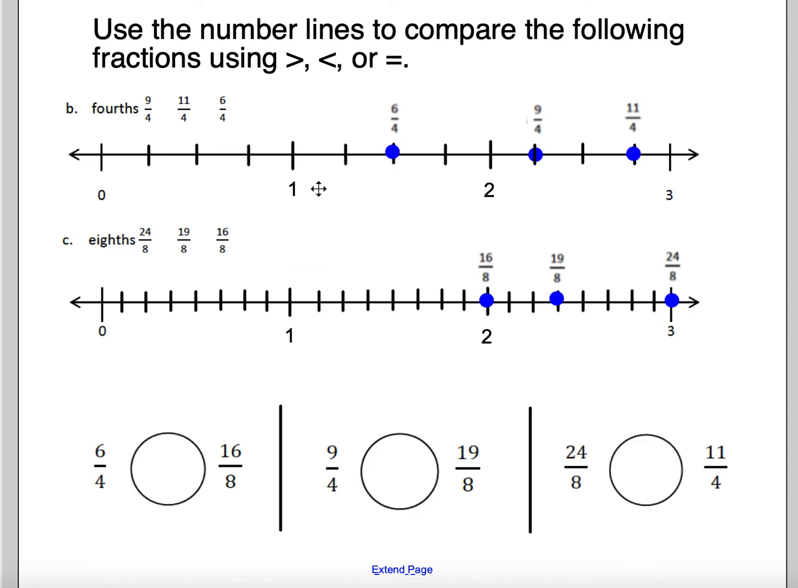So now I have these same number lines that we just created. I have them here for you, and now we're going to do it with the learning intention stated. We want to use these number lines and our points on our number lines to compare these fractions, and I'll do the first one for you.